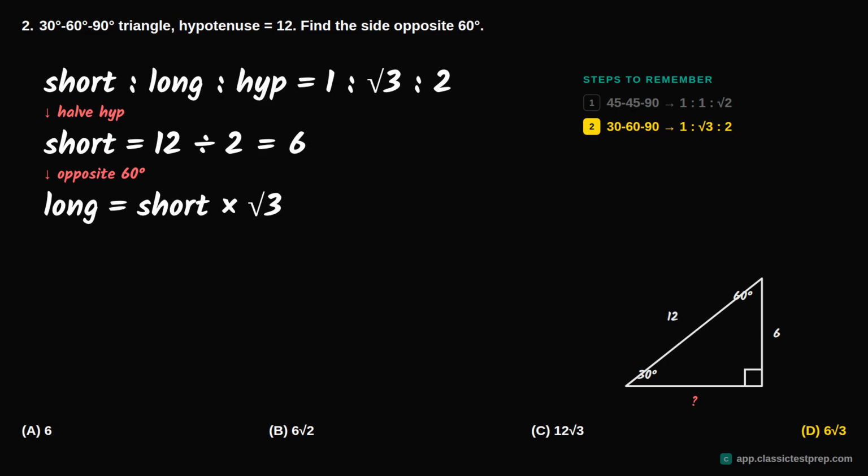and then the side opposite the 60-degree angle is the longer leg, and so it is the short side length times the square root of 3, so it is 6 times the square root of 3. Answer choice D is the correct answer.